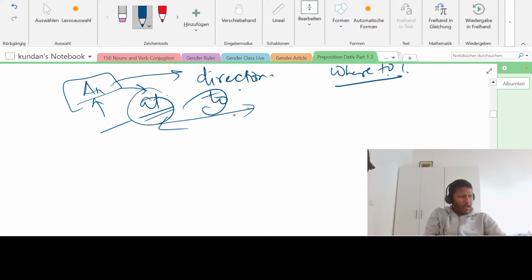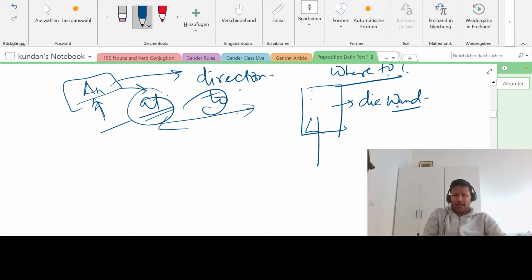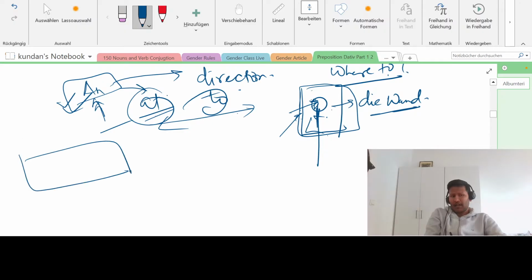Now let us take the example, and an is always used in case of vertical. Suppose the picture is there, this is the wall, die Wand, and the picture is hanging over here. So in this case, this is a vertical thing. You are hanging the picture, or the picture is already hanging on the wall, right? So the wall is vertical, and the picture you are putting there, then use an. This is not a horizontal thing like the floor. For the floor we are using auf. We will see an example here.